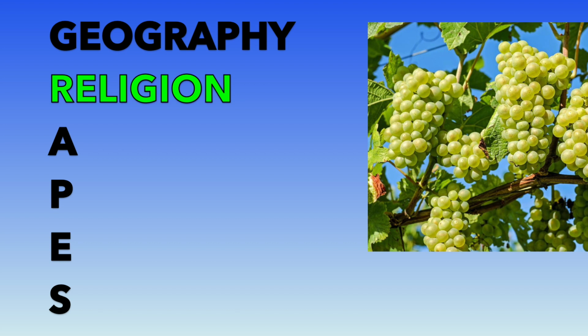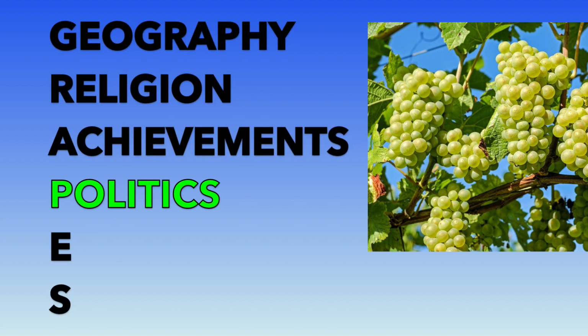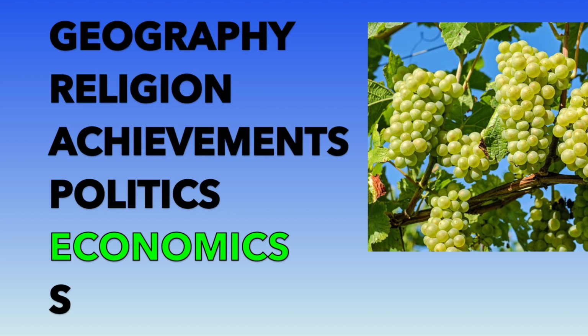The R stands for religion, a society's belief system and its related morals and traditions. A is for achievements, the lasting works and noteworthy contributions of a society. P is for politics, the government and power structure of a society, who runs that society. E is for economics, how a society uses its resources such as goods and money.